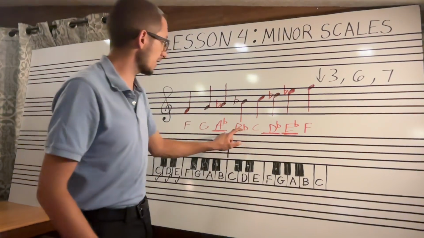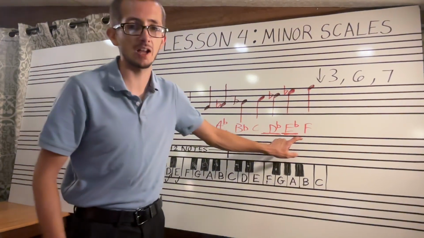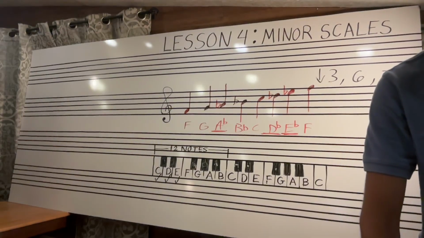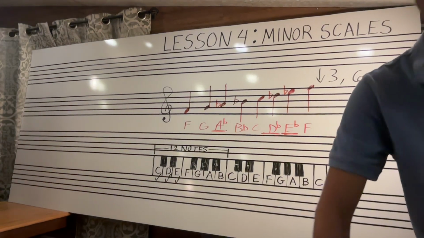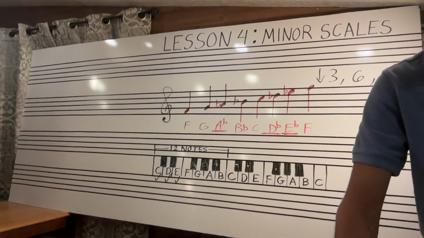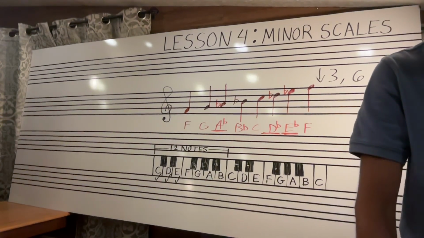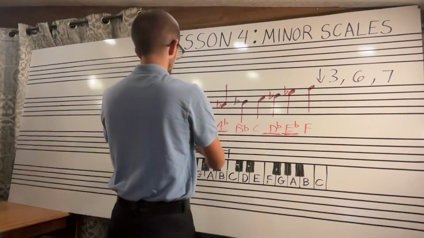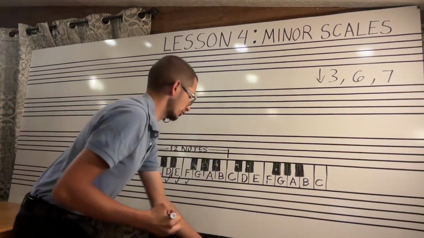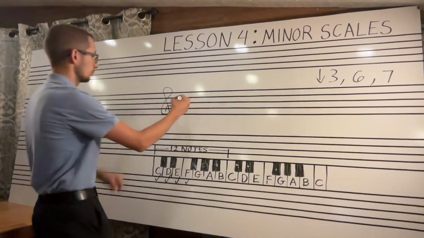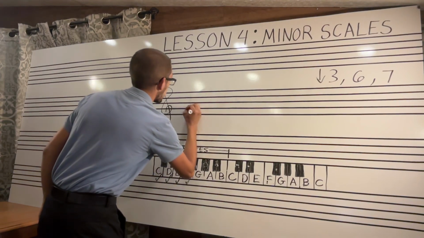F, G, A flat, B flat, C, D flat, E flat, and F. F, G, A flat, B flat, C, D flat, E flat, F, E flat, D flat, C, B flat, A flat, G, F. Moving on to our G natural minor scale. We'll start with the G major scale.